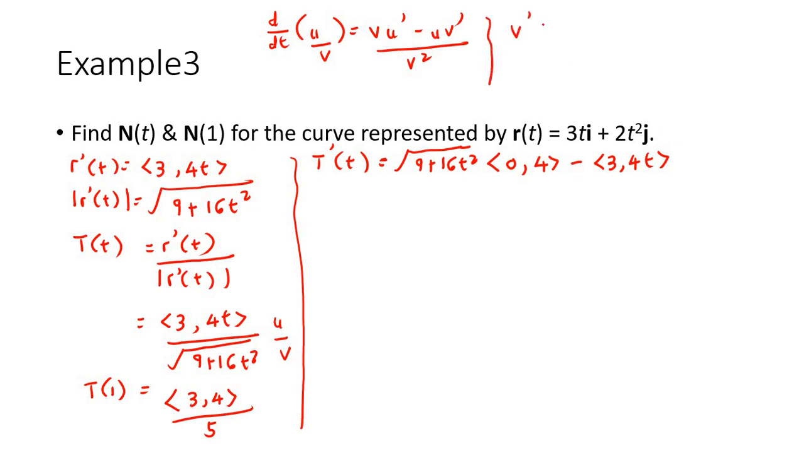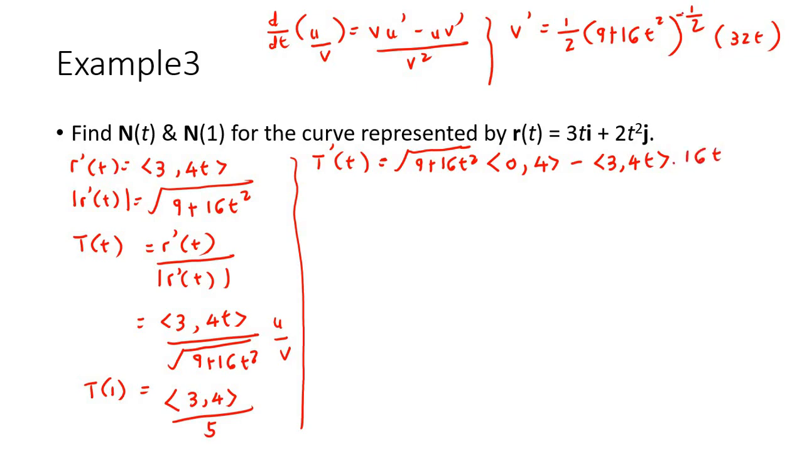Then differentiate v. Your v prime is actually half of 9 plus 16t squared, because v is a square root, which is power half. Bring the power to the front, so half, then power half minus 1 becomes minus half. Then d/dt of 9 plus 16t squared you have 32t.